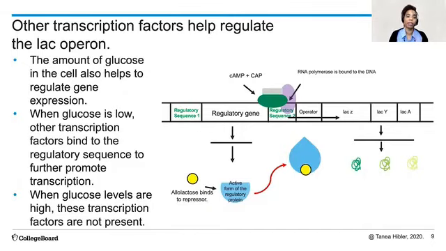There are other transcription factors that also can help regulate the lac operon. The amount of glucose in the cell also helps to regulate gene expression. When glucose is low, other transcription factors bind to the regulatory sequence to further promote transcription. And in this example, we have cAMP and CAP, and they're binding to the regulatory sequence, and they're going to promote transcription of the genes. When glucose levels are high, these transcription factors are not present.